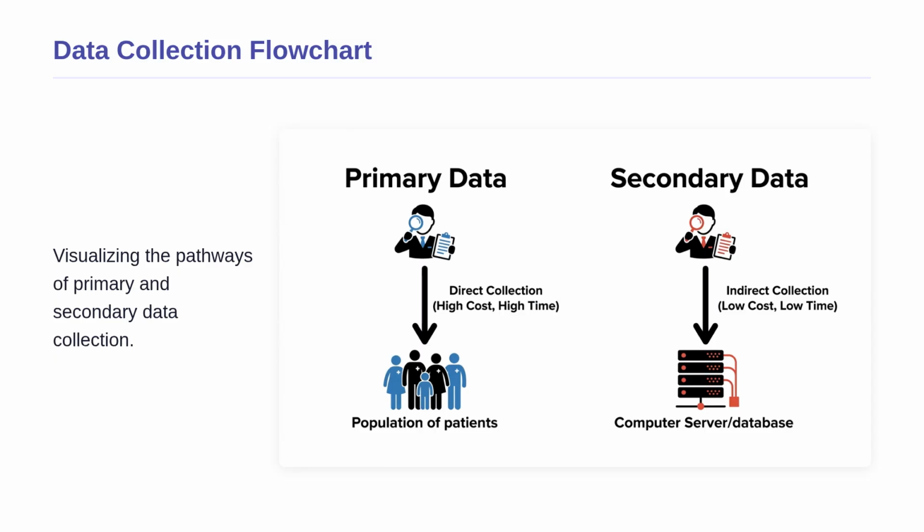On the right side, we see the secondary data process. Here, the researcher does not interact with patients directly. Instead, the arrow points to a computer server or database, representing indirect collection. This pathway is characterized by low cost and low time investment. This diagram perfectly summarizes the structural difference between gathering fresh information and utilizing pre-existing records.